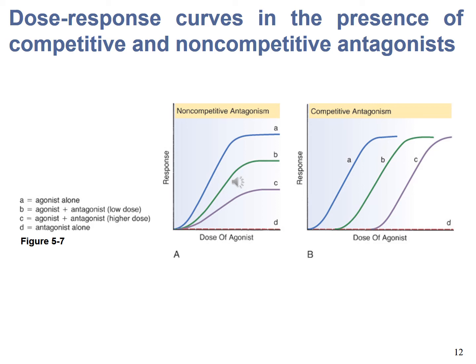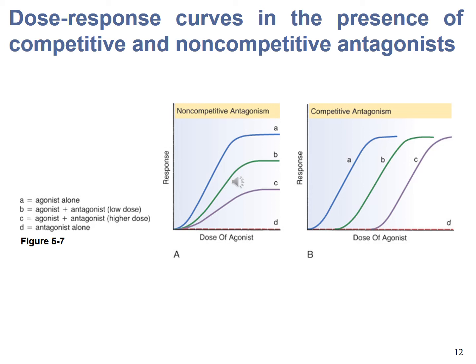So here you have dose response curves in the presence of competitive and non-competitive antagonists, or competitive and non-competitive inhibition if you want. Let's look first at figure A, which is the non-competitive antagonism. In figure A, you have 4 different curves, A, B, C, D. A in blue is the agonist alone. Let's say it's drug X, or your endogenous ligand alone. That's the one that produces the maximum response because it's your full agonist.